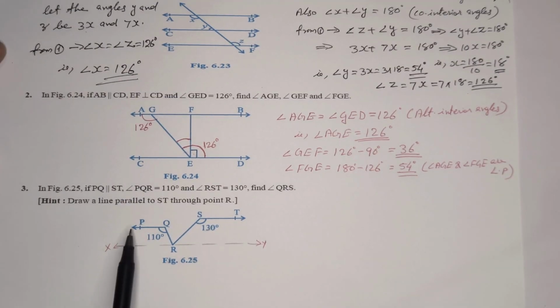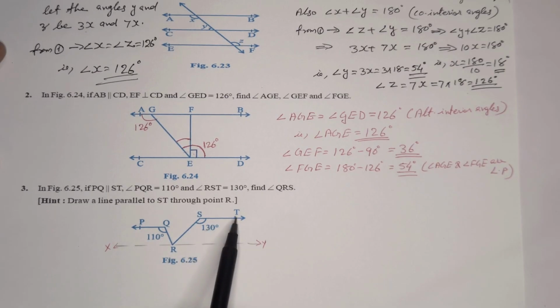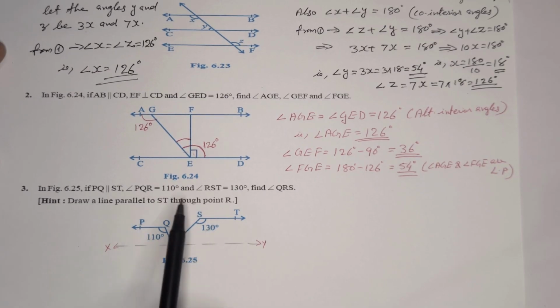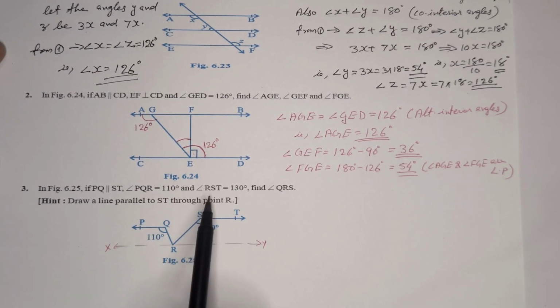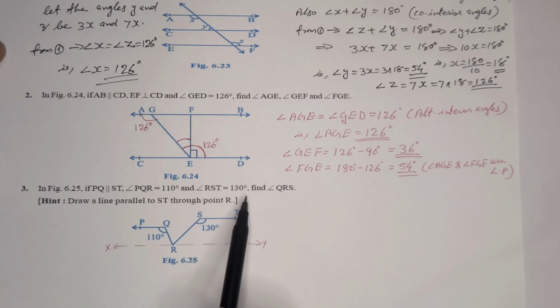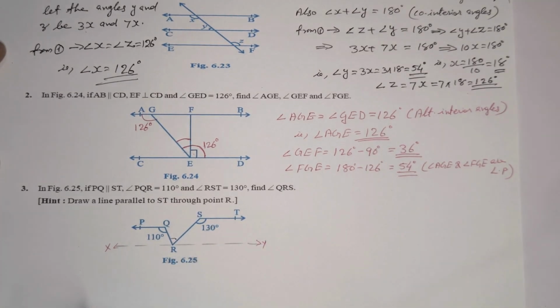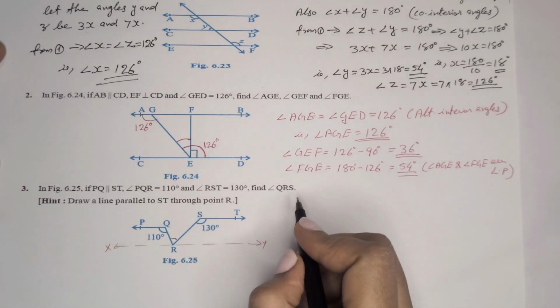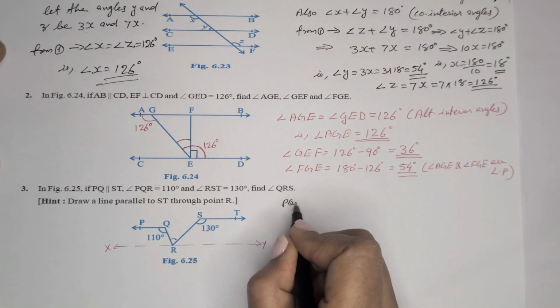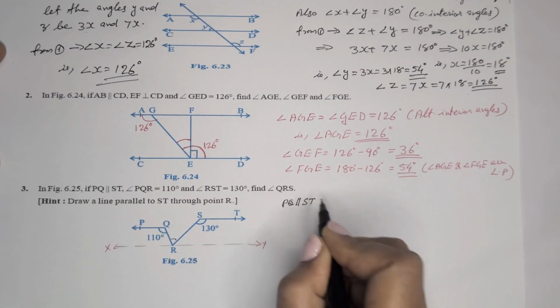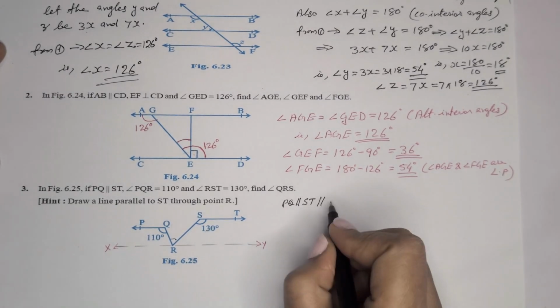Third question, PQ parallel to ST. PQR is 110 degrees, RST is 130 degrees. Find QRS. We have to find this angle. And here the hint: draw a line parallel to ST through R. So we mark here XY parallel to ST. That means PQ, already it's given PQ parallel to ST, and that is parallel to XY now.